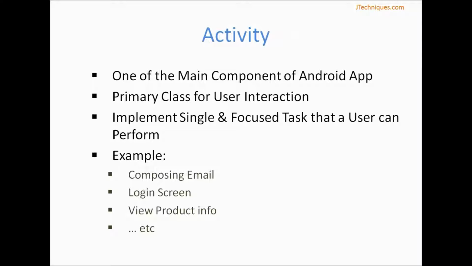Activity is the primary class for user interaction. Generally, we should implement a single and a focused task that a user can perform on the phone. Some examples of activity are composing an email, looking at a contact information, or a login screen, and many more.